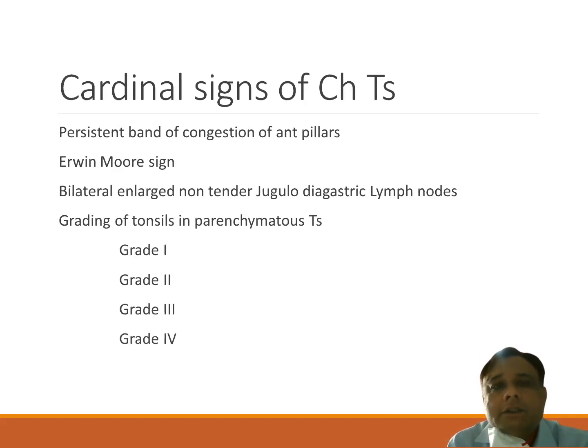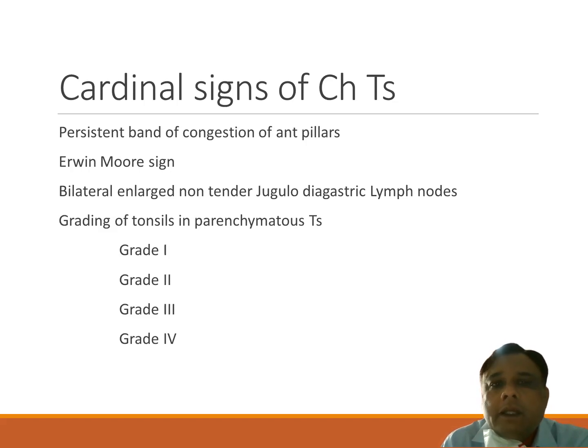Cardinal signs of chronic tonsillitis. Irwin Moore sign is whenever you press the tonsil with the help of the tongue depressor, some cheesy material comes out from the upper hole or the crypta magna. That is Irwin Moore sign, and it is a cardinal sign for chronic tonsillitis.